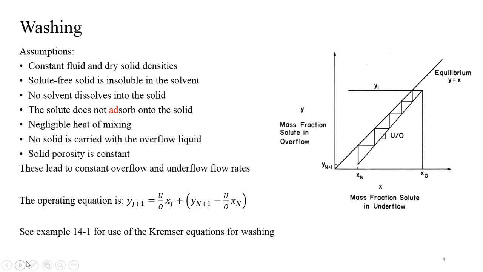Which means that under these conditions, we've got an operating line which is straight. It's a washing situation, which means that our equilibrium line is straight, which means that we can then do McCabe-Thiele on these. But in addition, McCabe-Thiele isn't quite as limited. We can actually go ahead and use the Kremser equations. So Kremser applies, and so we can do analyses that way.